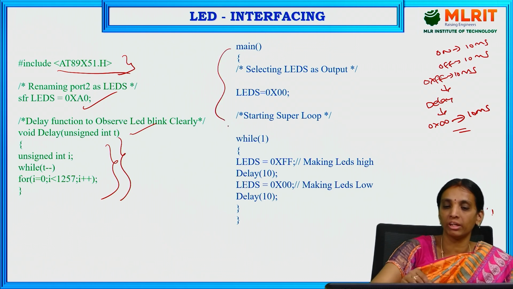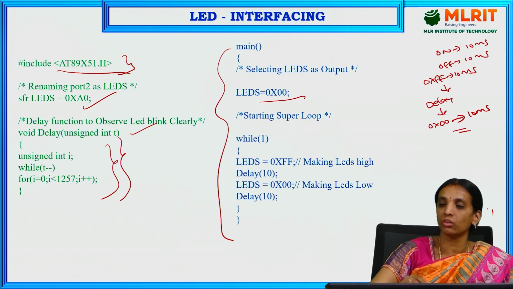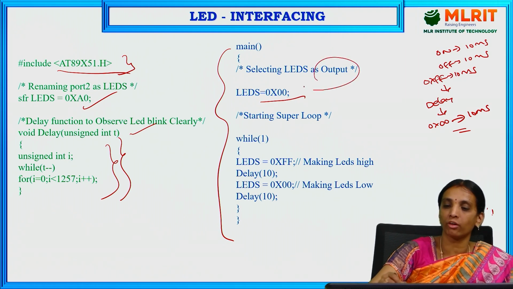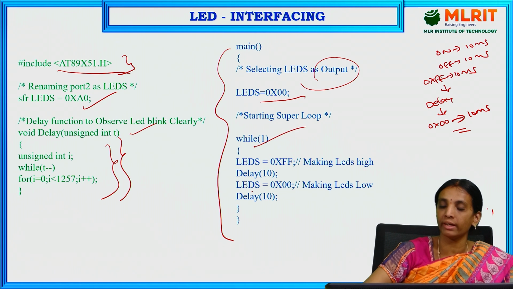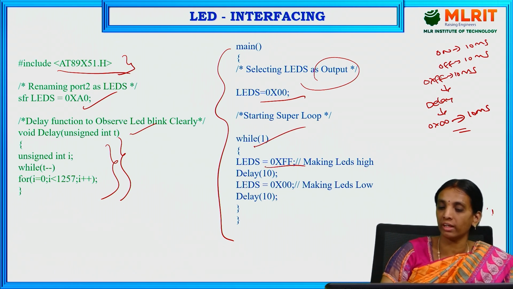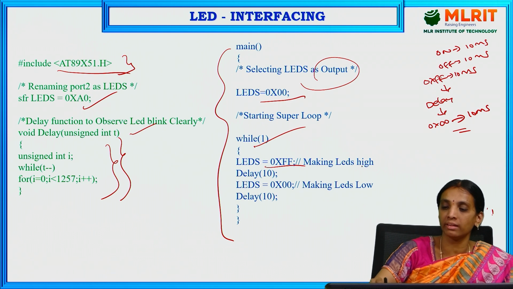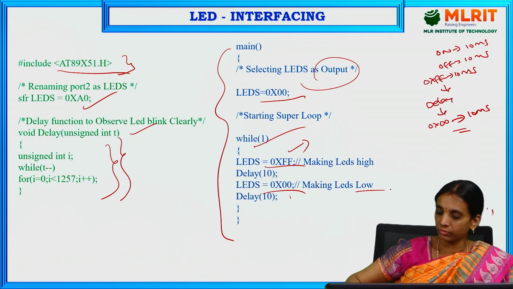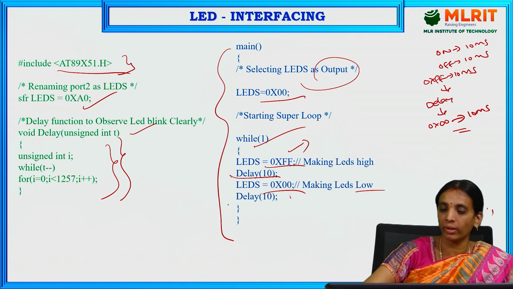So this is the main function. In this main function, first we are initializing with 0x00. These LEDs are known as output devices here, in an infinite loop. First we need to make the LEDs high, which is 0xFF, which indicates that the LED is going to the high state, and 0x00 indicates the LED goes to the off state, which is low. In between on and off we are providing some delay.